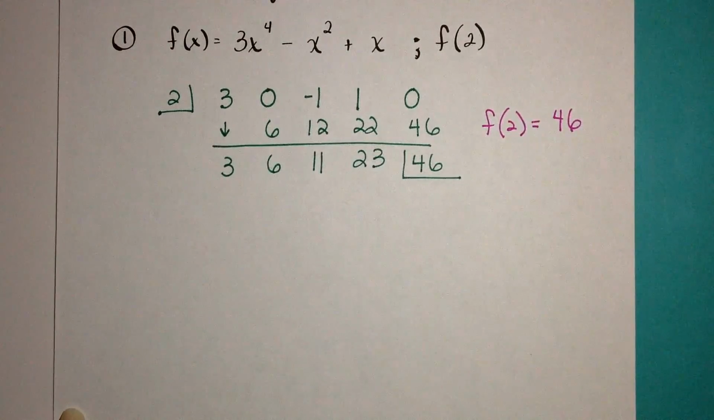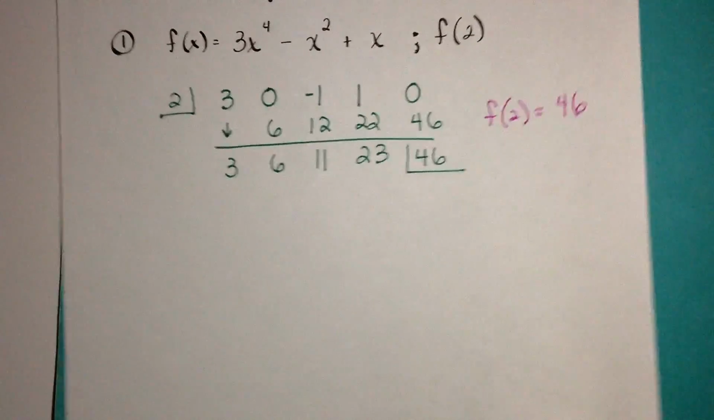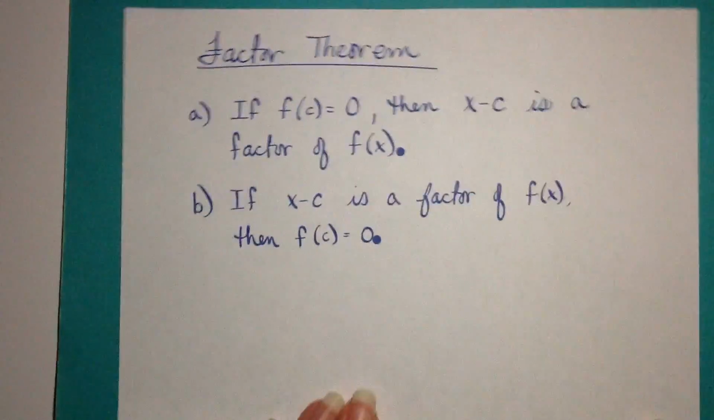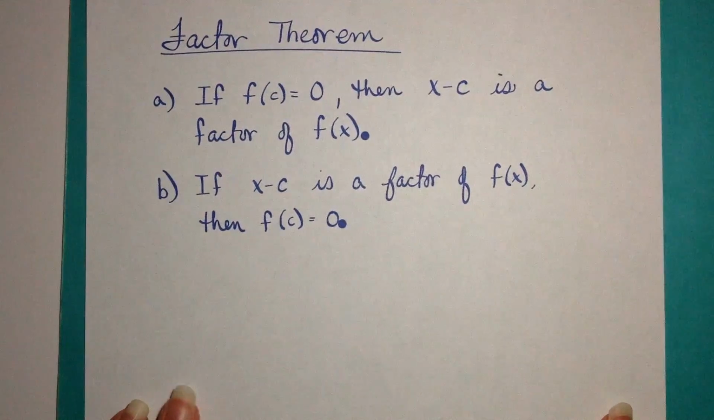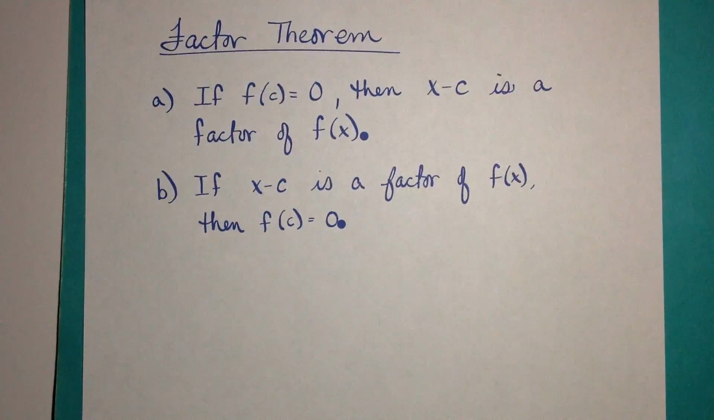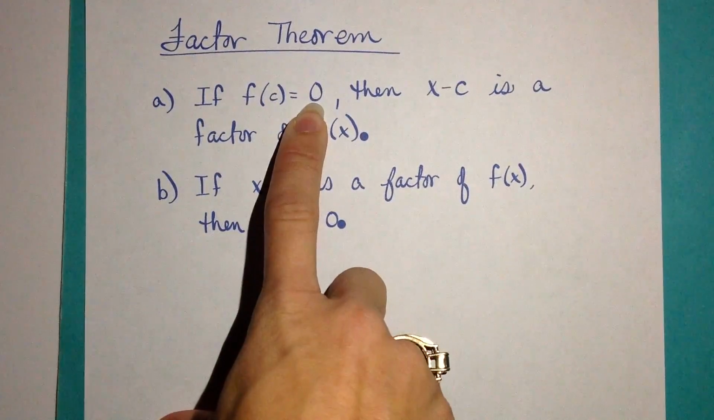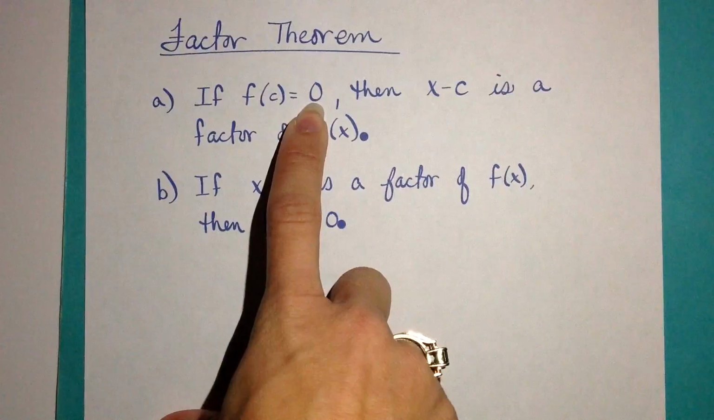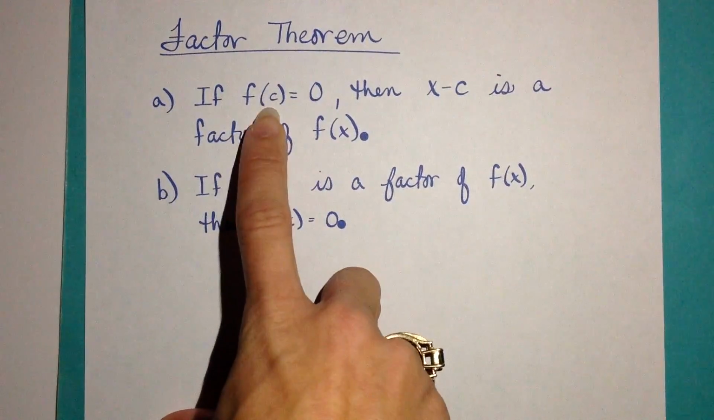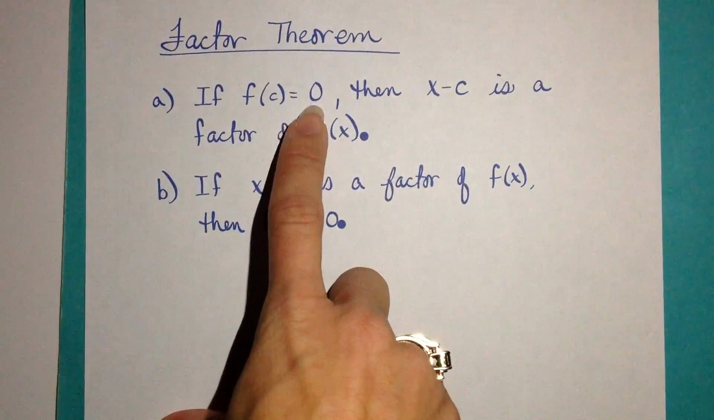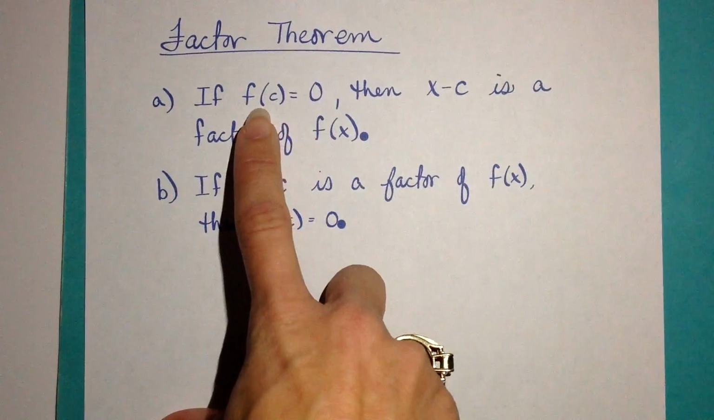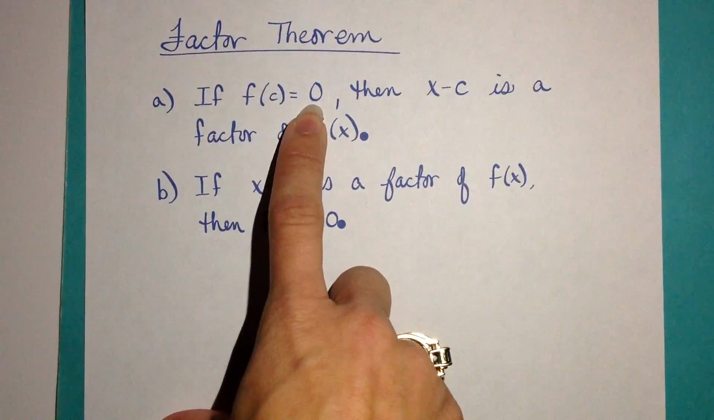Next we're going to look at what's called your factor theorem. This is where, when you're doing the synthetic division, you're specifically looking for a remainder of 0. So say this time f of c equals 0. What we just learned on the remainder theorem, like we had f of 2 is equal to 46, and 46 was our remainder. Well, this is telling us we want our remainder to be 0.